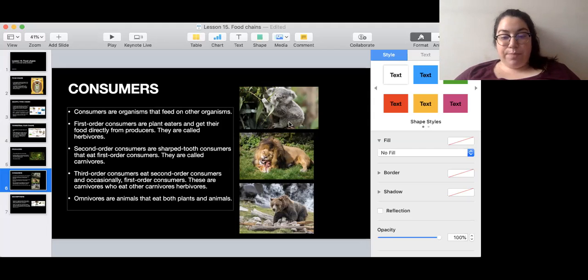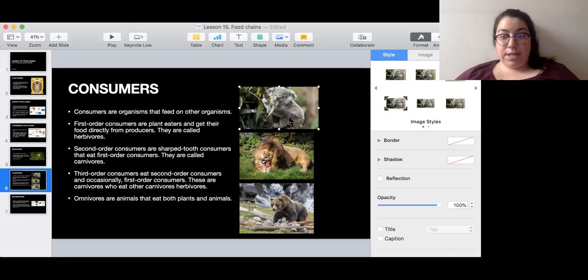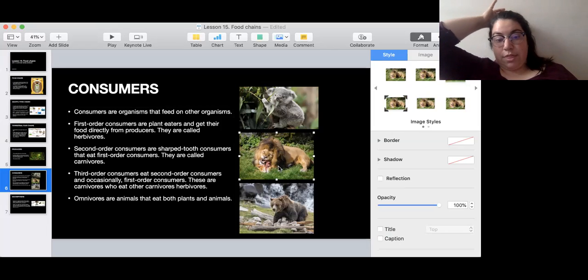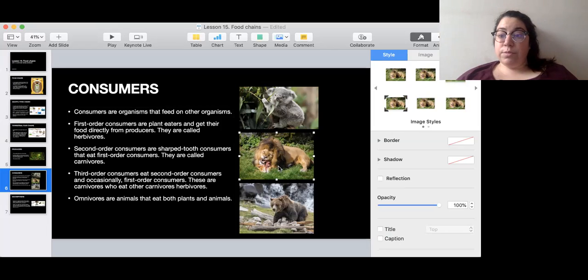Okay, and here I have some pictures. For example, a koala. A koala is a herbivore. That would be a first order consumer. And then on second order consumers and third order consumers, we have carnivores. And here I have a bear, which is an omnivore. He eats meat, but also plants. And then we have a lion that eats meat.